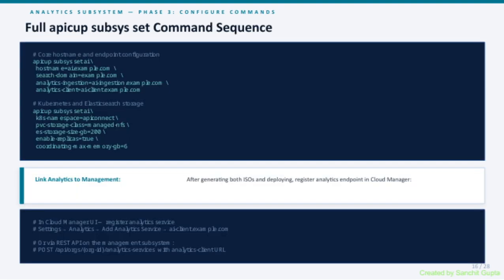Now that we've generated and deployed the necessary ISOs, it's time to register the analytics endpoint within Cloud Manager. You can do this through the UI by navigating to Settings, then Analytics, and adding the analytics service with the client URL. Alternatively, you can use the REST API to post the analytics service directly to the management subsystem. Next, we link analytics to management by configuring core hostnames and endpoints. Finally, we set up Kubernetes and Elasticsearch storage parameters to complete the analytics subsystem configuration.